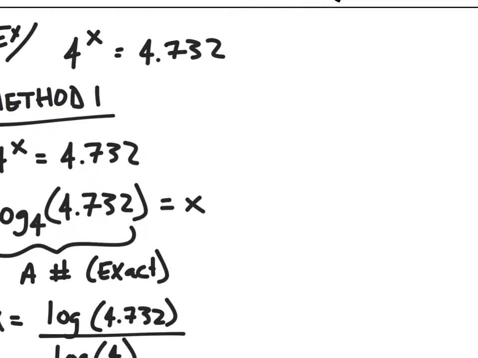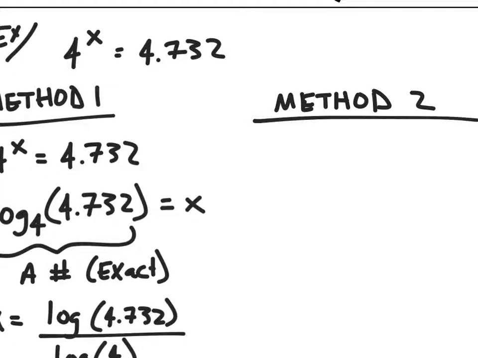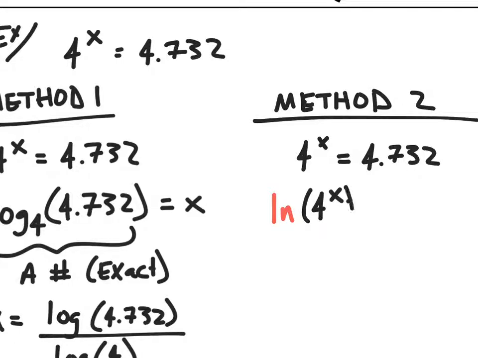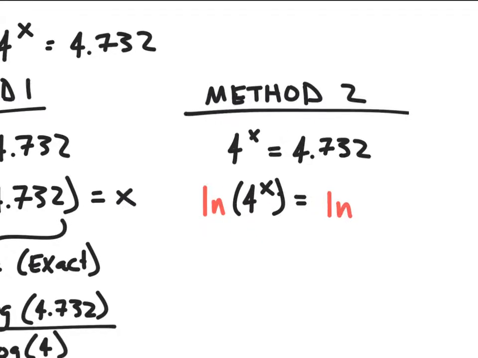Okay, now let's do a second method, okay? And I don't care which one you guys do. Typically I do method 2 when I'm solving, but it kind of depends on the problem, okay? So if I have 4 to the x power is equal to 4.732, one of the things that I can do is I can apply the natural log to both sides, okay? So I would do this. I would introduce a natural log. And if I do it to one side, natural log of 4 to the x, okay, I would need to do it to the other side. So natural log of 4.732.